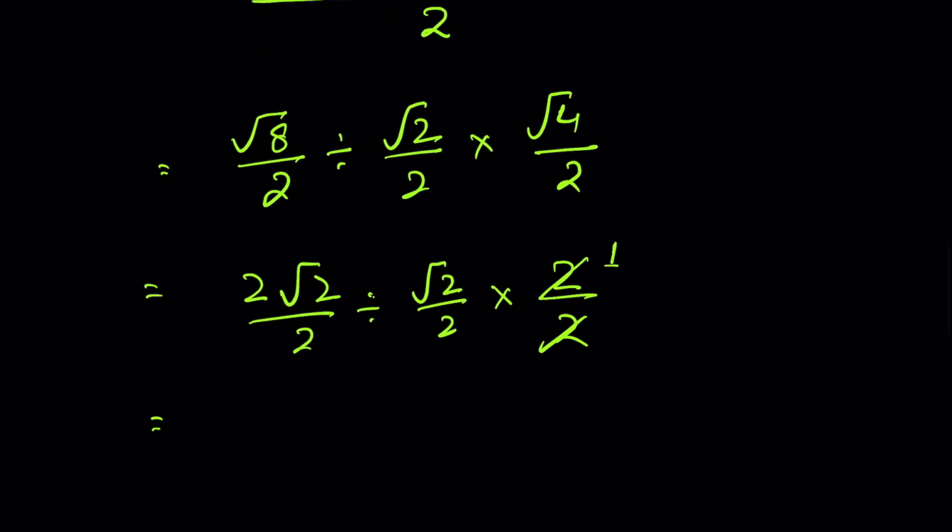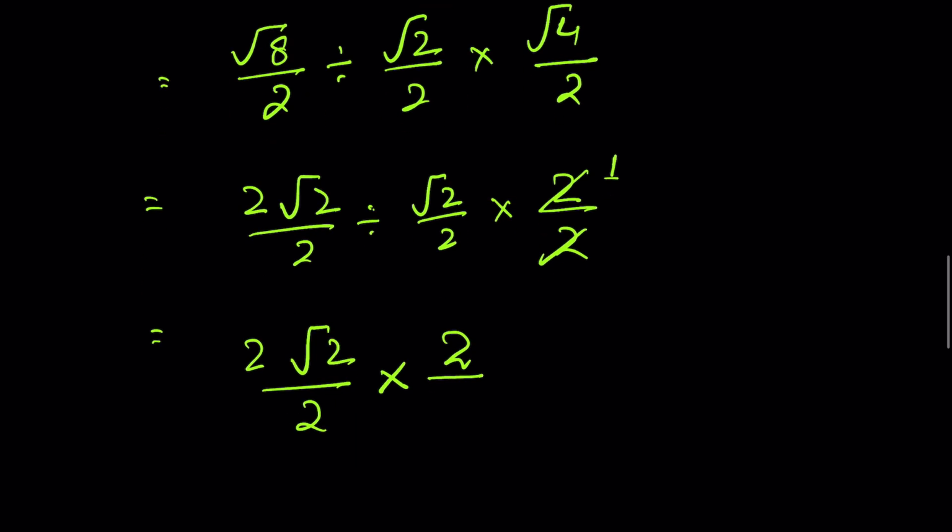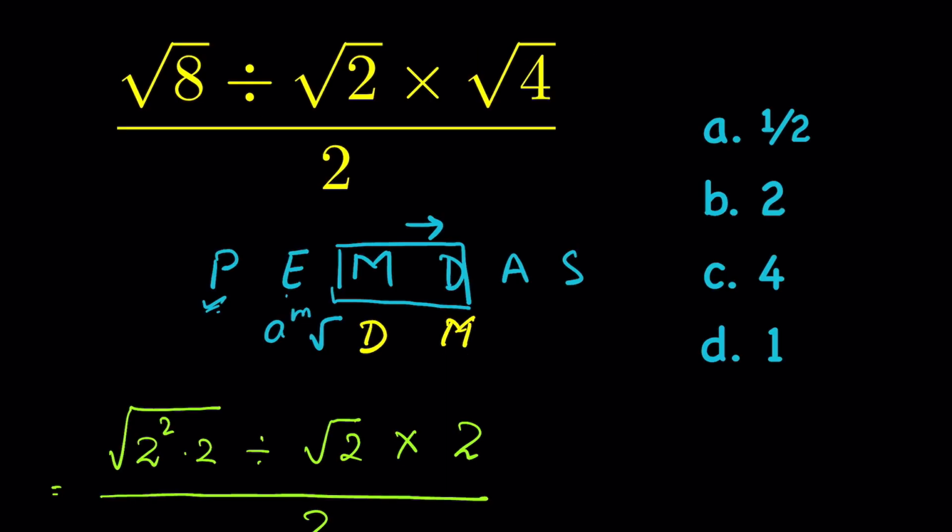Now 2 times square root of 2 upon 2, division gets converted into multiplication and the number after that gets inverted. So 2 upon square root of 2. We cancel square root of 2 and square root of 2. 2 and 2 get cancelled. Get 2 as our answer. So the answer will be B, 2.